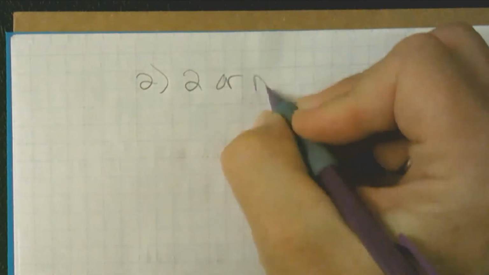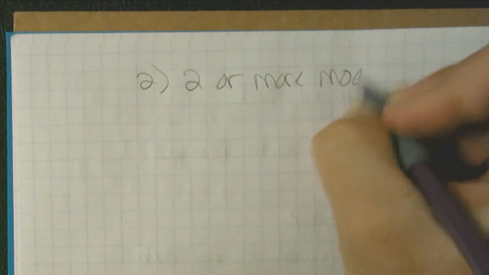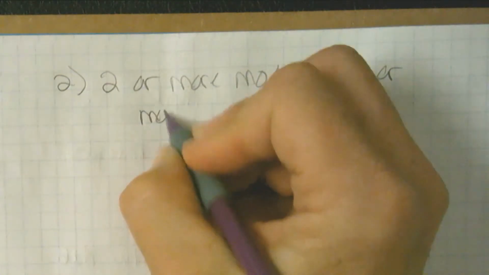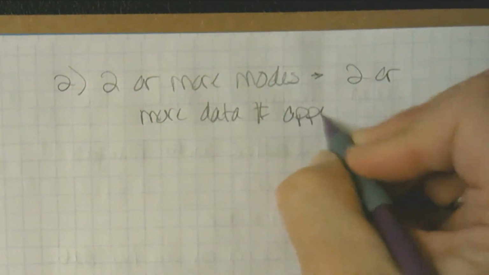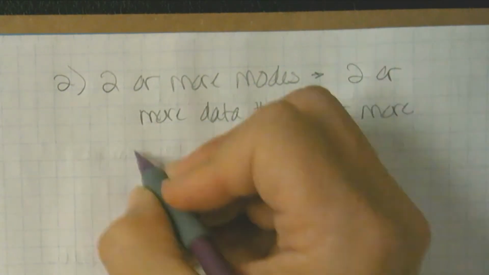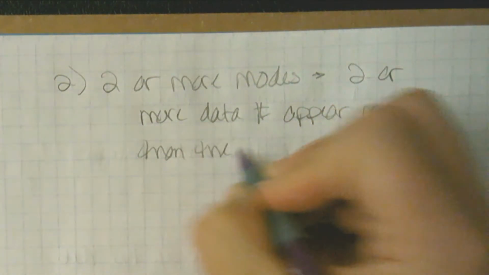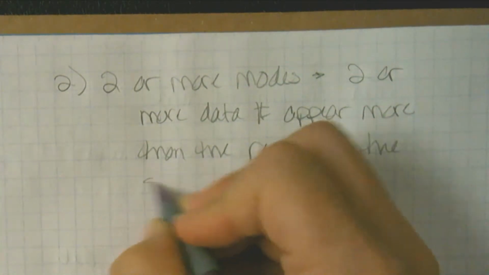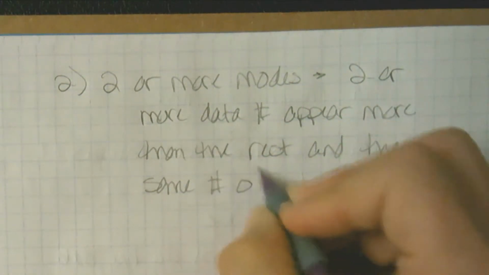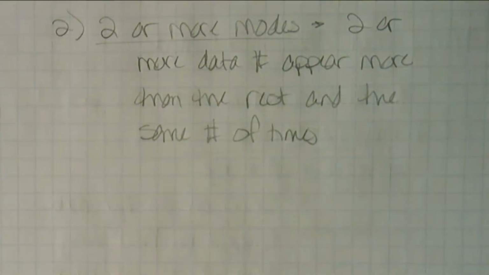All right? So the second possibility is 2 or more modes. This is when 2 or more data numbers appear more than the rest and the same number of times. So 2 or more that appear more than the rest, and they appear the same number of times.